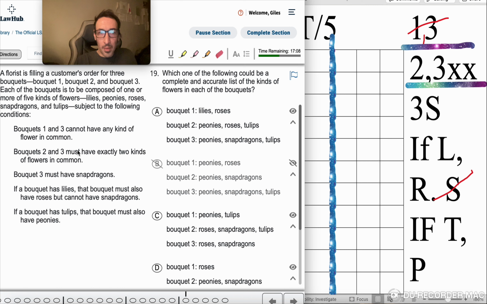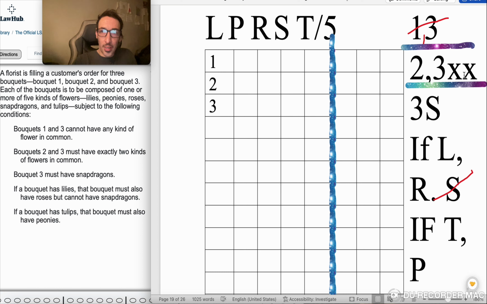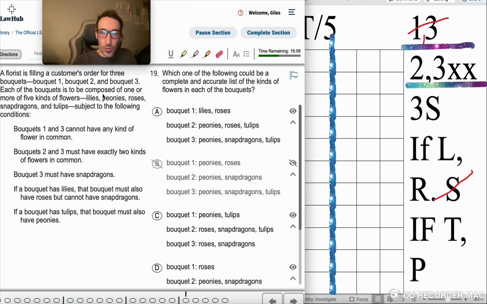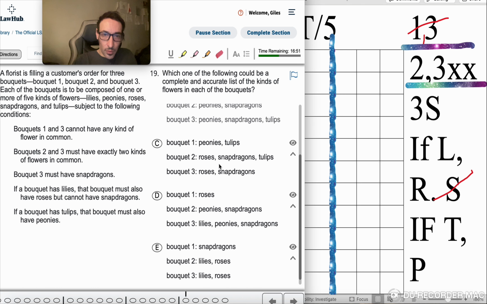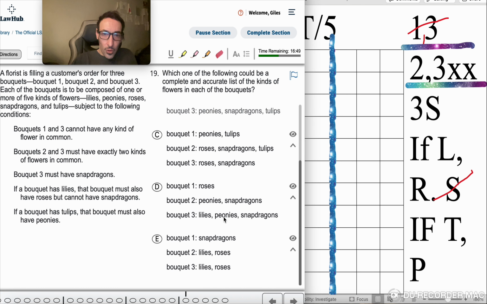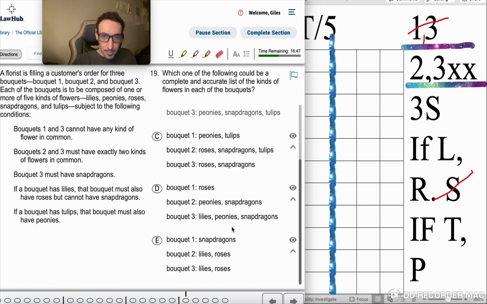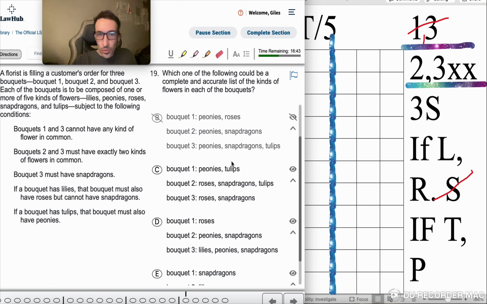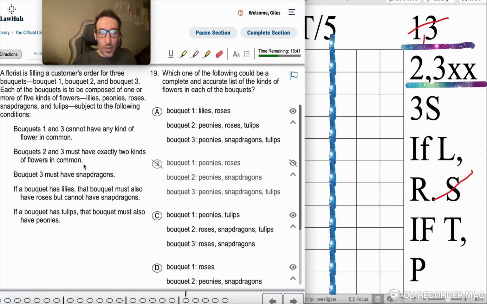Bouquet 2 and 3 must have exactly 2 kinds of flowers in common. So write down 2 and 3 with the X at the end, meaning that they have to have something in common. Let's see if we can find it. P and T are in common. The only thing I don't see in common is neither one. So all of them meet that condition. Let's move on.